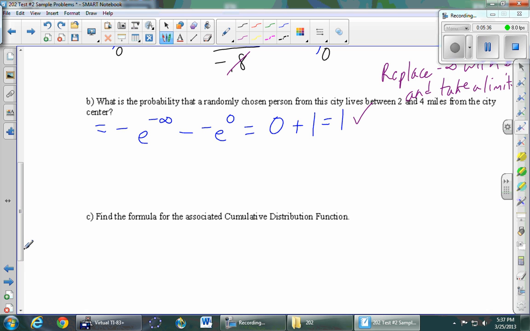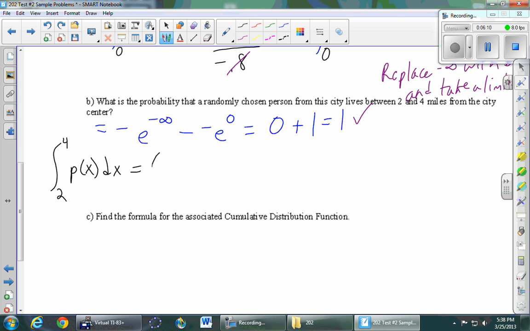Part B, what is the probability that a randomly chosen person from this city lives between 2 and 4 miles from the city center? So in this case, what we're interested in finding is the area between 2 and 4 underneath this curve. So we need to put the p of x function here and go between 2 and 4. It's basically part of the definition of a probability density function that if you want to find the probability that something happens in an interval, you just integrate the function over that interval.